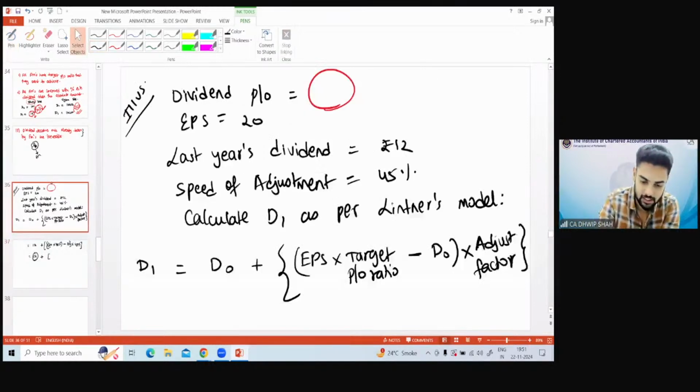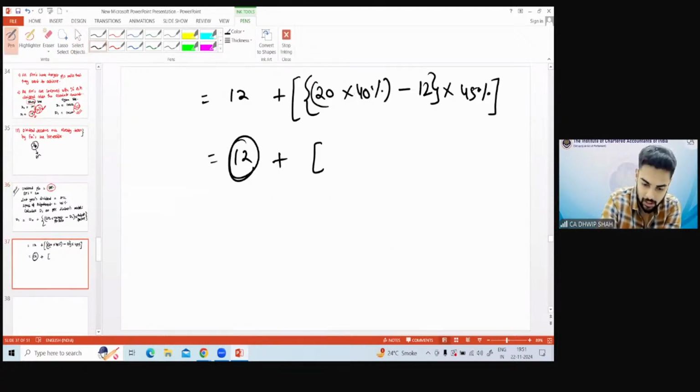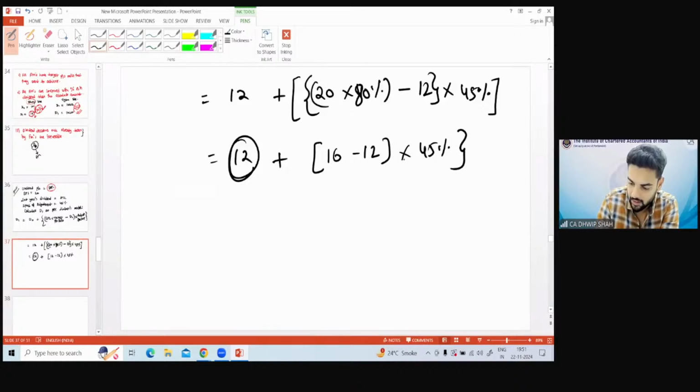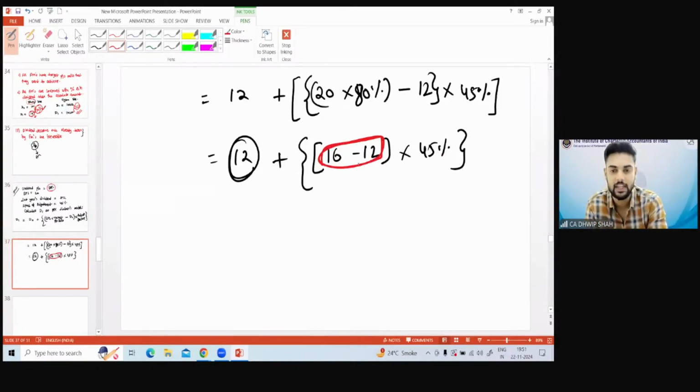But as of now, let's currently change the target payout ratio to 80% for simple understanding purpose. Let's change this to 80%. So it will be 16 minus 12 multiplied by 45%. So the financial manager is showing a willingness of 45% to accept a change of rupees 4. Are you getting this? This is what speed of adjustment is interpreted. He is showing a willingness of 45% to accept the change of rupees 4 in the dividend.